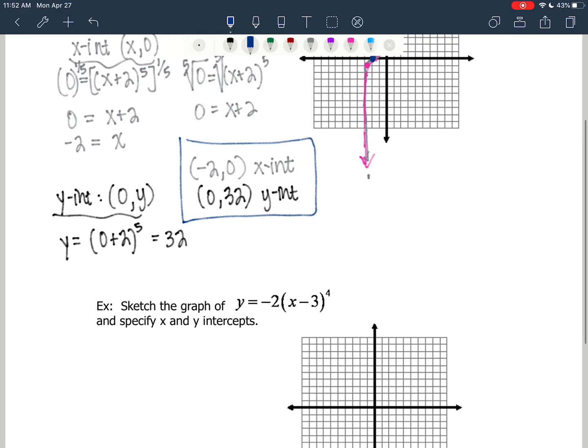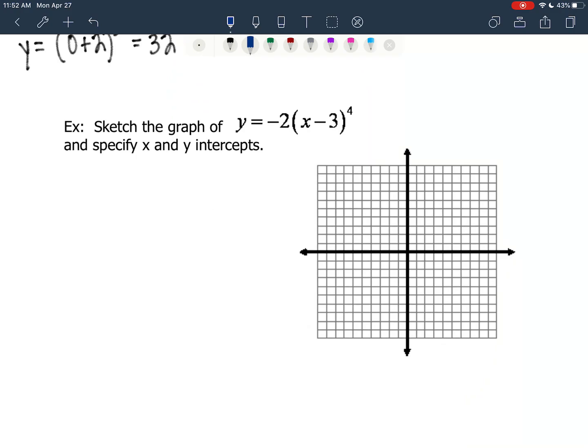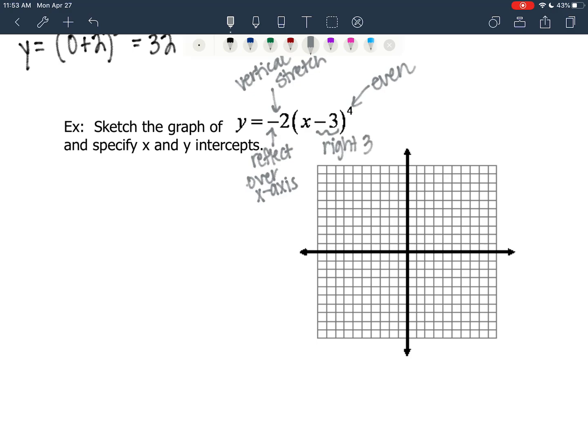That is a polynomial function. Okay, here's another example. This time we have an even degree, and we have a bit of a vertical stretch. So we've got a vertical stretch and a reflect. That's going to be a reflect over the x-axis. And we're going to translate this right 3 units. So we've got lots going on here.